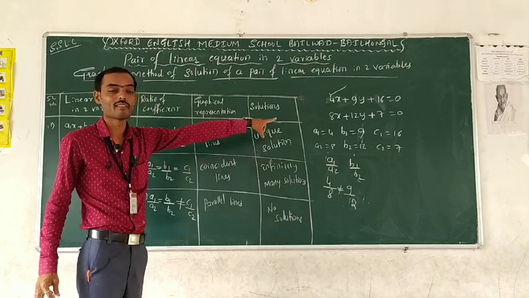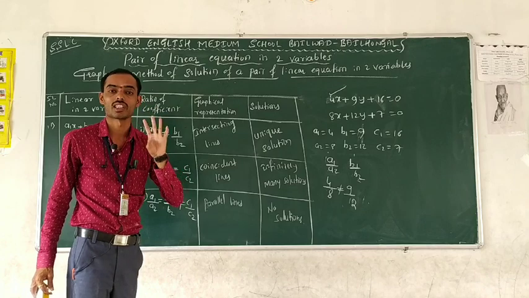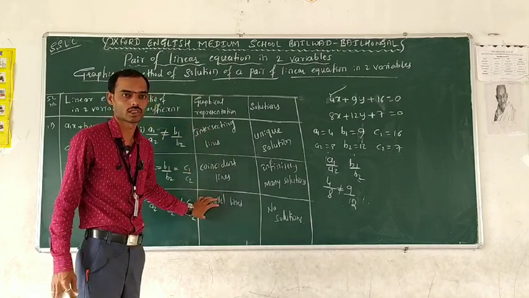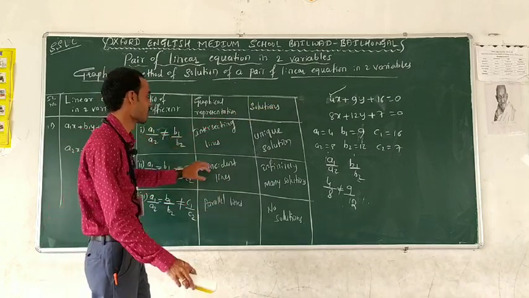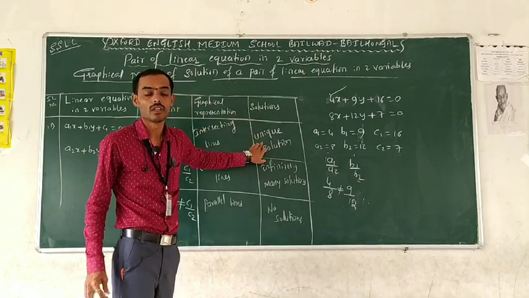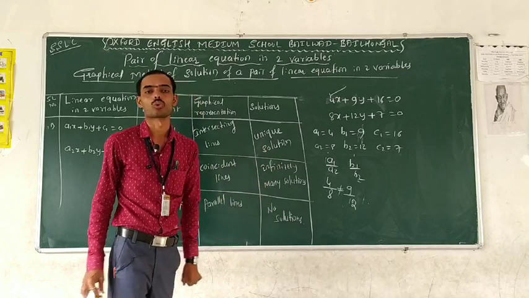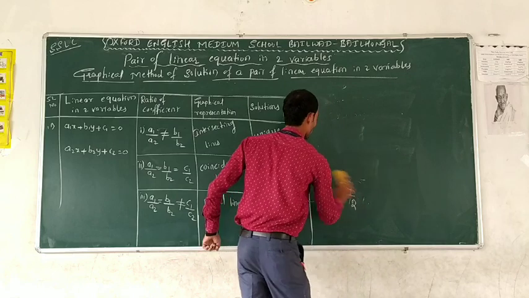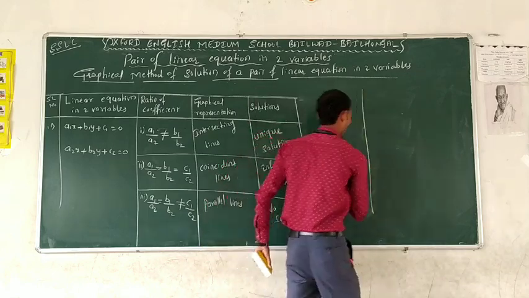If we have this type of equations, how many graphical representations are there? There are mainly 3 graphical representations. I will draw, then you will come to know very easily. So intersecting lines, then solution. How many solutions are there? Unique solution. What is the meaning of unique solution? Infinitely many solutions, no solutions. So I will draw one graph here. Just observe carefully. First of all, this is the graph.